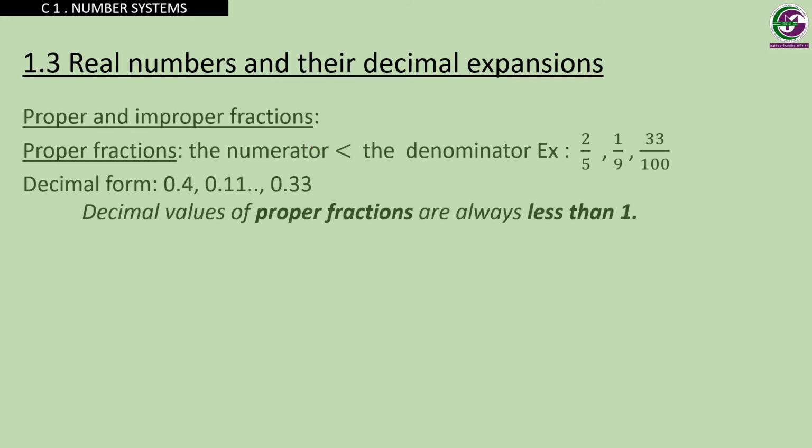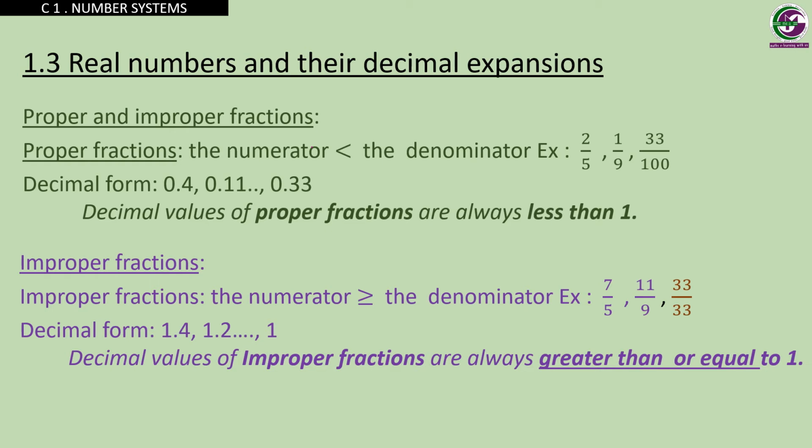Okay, so let's start. Before moving to the beginning of the lesson, I will explain to you what are proper fractions and improper fractions. Proper fractions are those fractions with numerators less than the denominator. Example, 2 by 5, 1 by 9, 33 by 100. And see what is the decimal form of it: 0.4, 0.111 and it continues, 0.33. All these values are less than 1 because it starts with 0. So we can conclude that proper fractions are always less than 1.